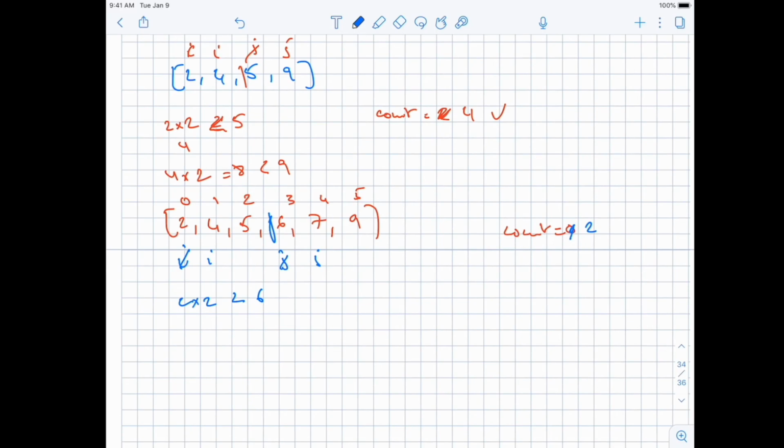And then we check 4 multiplied by 2, is it smaller than 7? No. And so we move our j. Is it smaller than 9? Yes. So now we have 4. And now if we move I, we are done because j reached n. Okay? And so this would be the answer.